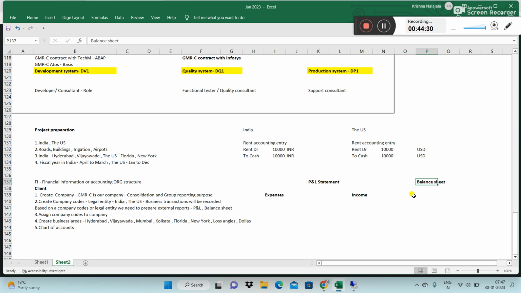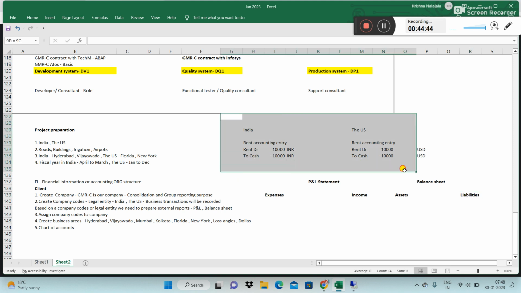Okay, assets, liabilities. You don't need to do anything. You just have to do the right accounting posting. Based on the right accounting postings, the values will go and sit in the appropriate external reports.